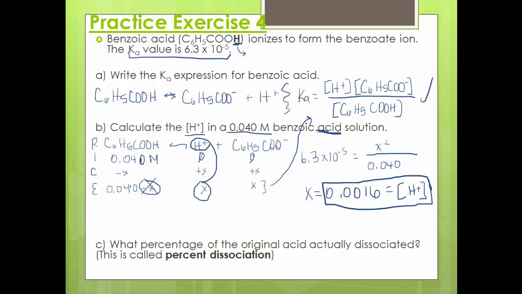All right, our final part is what percentage of the original acid actually dissociated. This is something called percent dissociation. So the amount that dissociated was X, 0.0016. And the original amount that we started with was 0.04. So we just find that percentage, part over whole. So it's going to be 0.0016, the part, over the original amount, 0.040, and it's a percentage, so we're going to multiply by 100. This value is usually fairly small, usually less than 5%. That's the definition of weak acids.